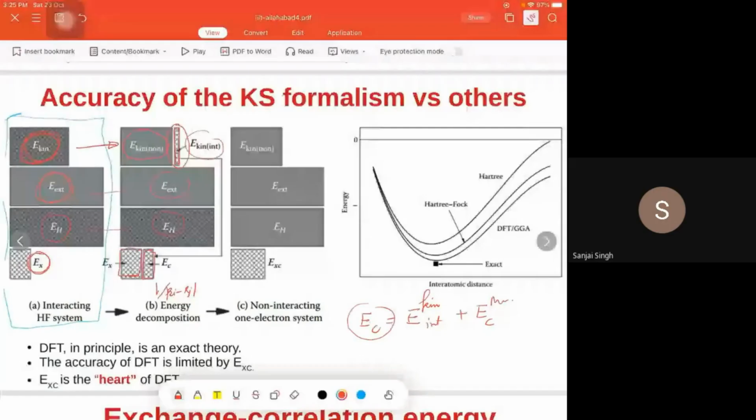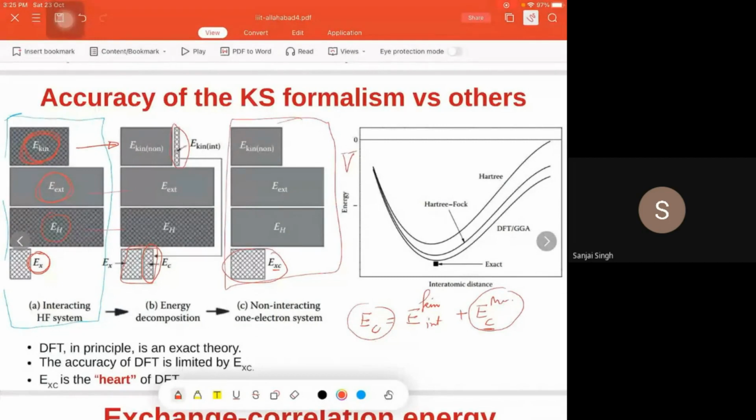If you are able to notice this, please note the size of this rectangle. It is slightly bigger than this one, right? Why? Because there is something extra coming here. Apart from the kinetic energy, there is also some correlation still there. If you sum this up, this whole term is called exchange and correlation. So this is your DFT formalism.